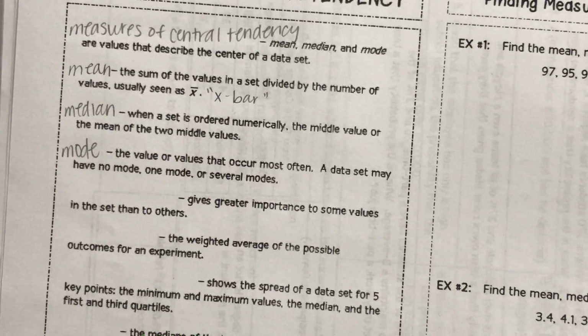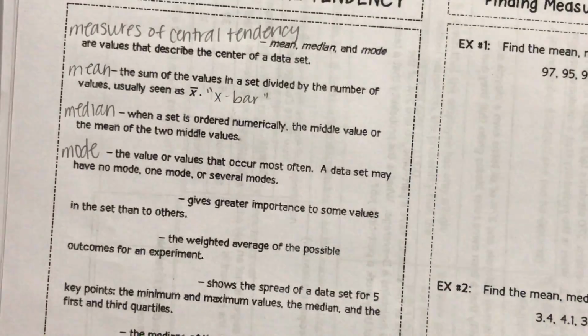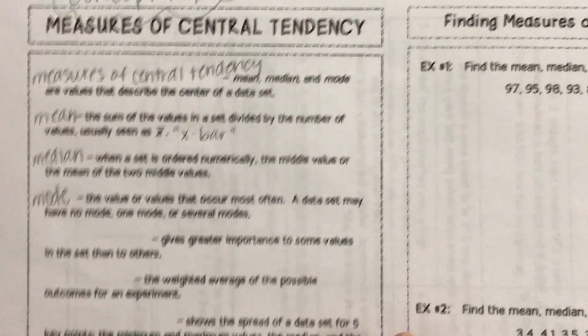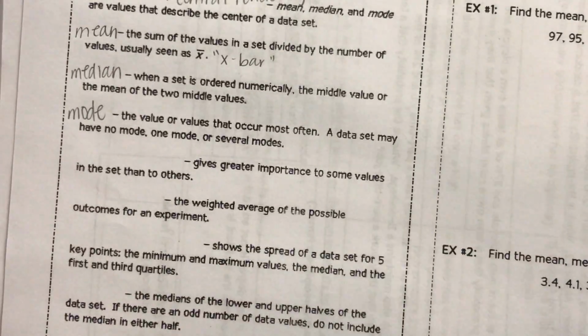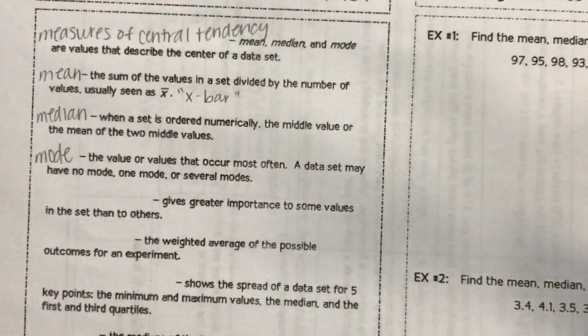A data set may have no mode, one mode, or several modes. So we're going to look at a few sets of data and we're going to figure out the mean, median, and mode. And then sometimes you may not have a mode. You will always have a mean and a median, but sometimes you won't have a mode, which is okay.